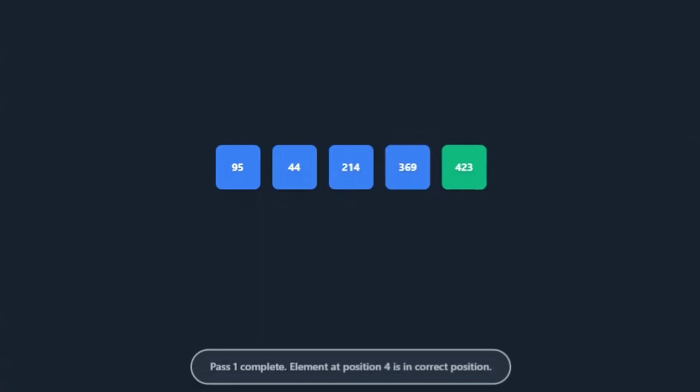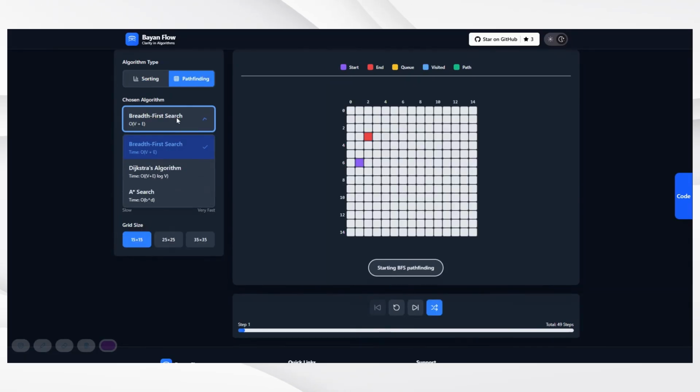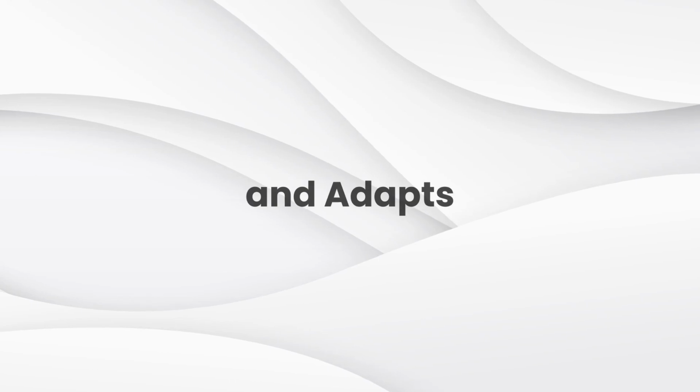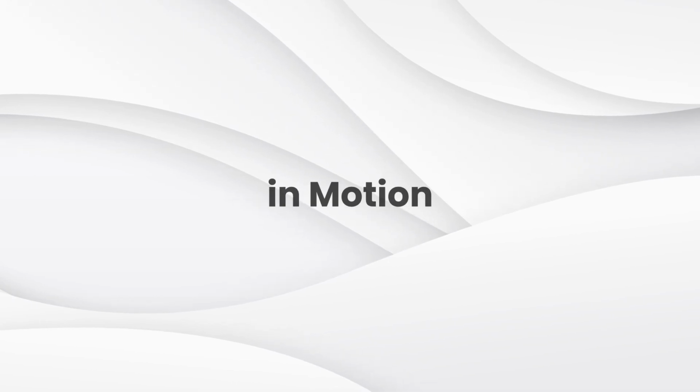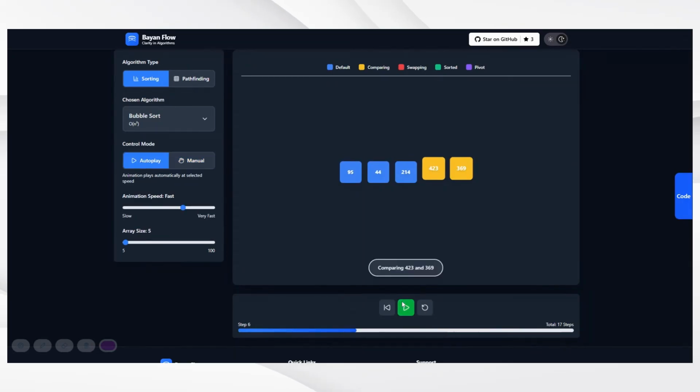Every move is explained. From bubble sort to merge sort, from BFS to A*, explore how each algorithm thinks, reacts, and adapts in motion. Toggle manual mode to study each operation, or switch to autoplay and watch the logic unfold.